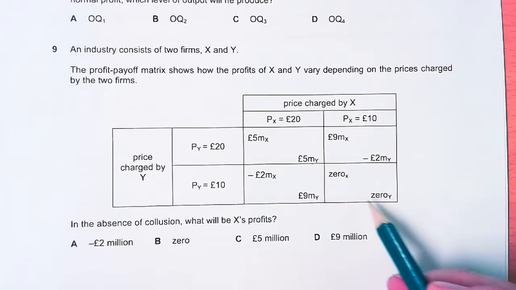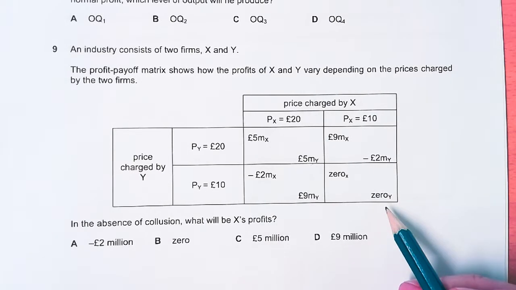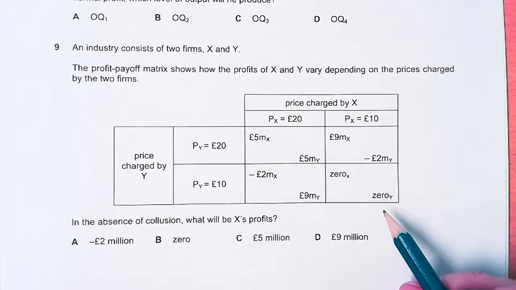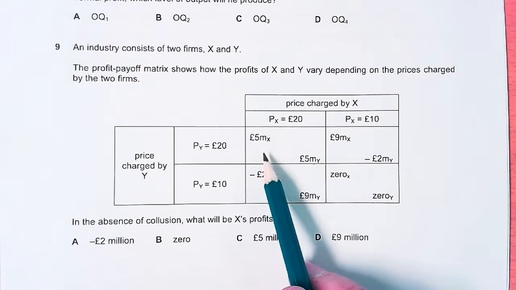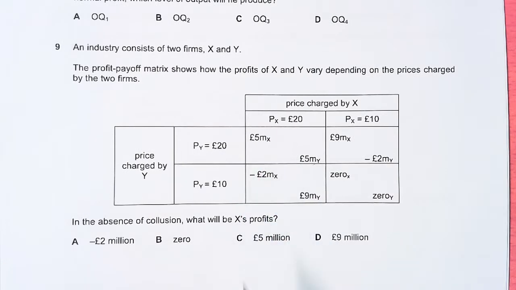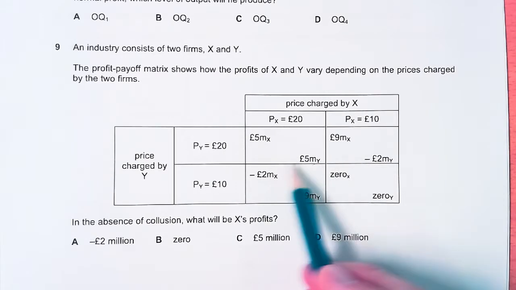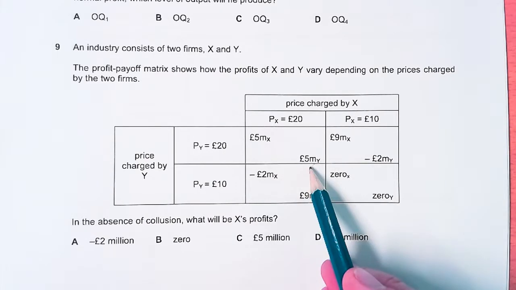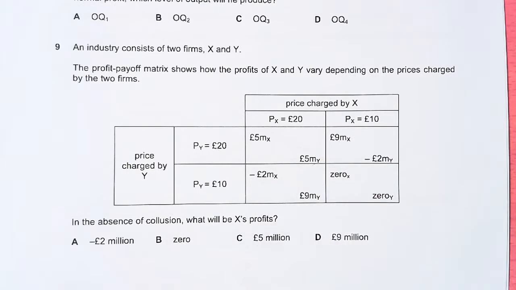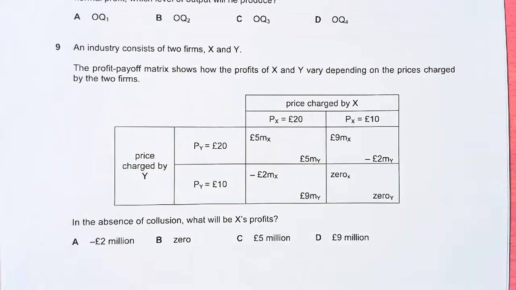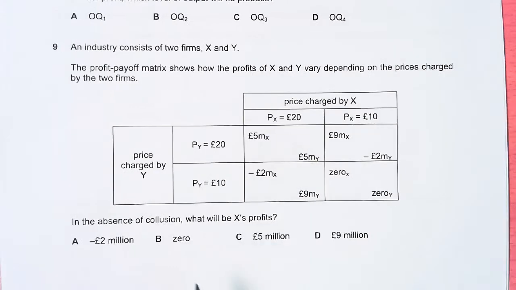Okay, if this question had asked about a collusive market outcome, then you could see the outcome would be price £20. Okay, and that would be an unstable market equilibrium, because you can see Y would face the temptation to reduce its prices, as would X. Okay, so in the absence of collusion, what will be X's profits? It will be 0. Okay.